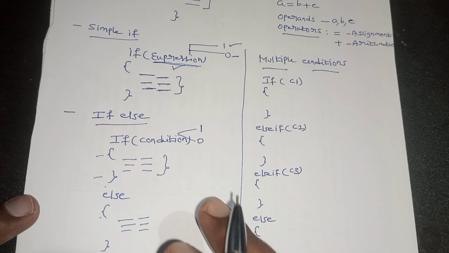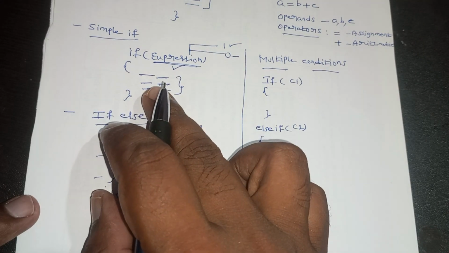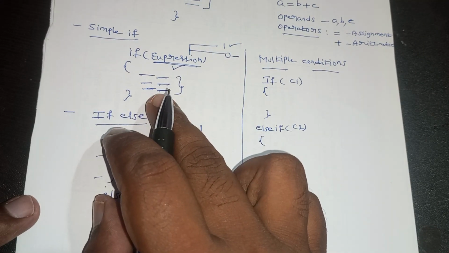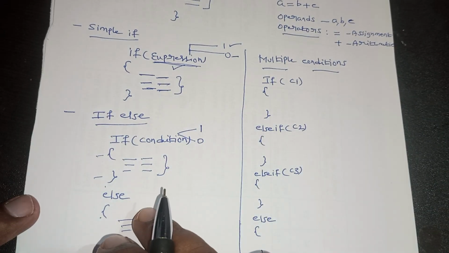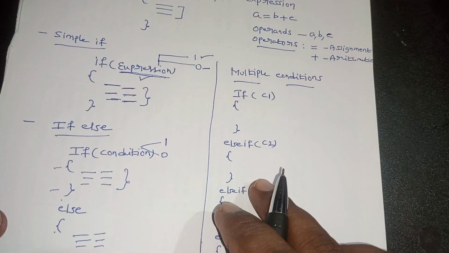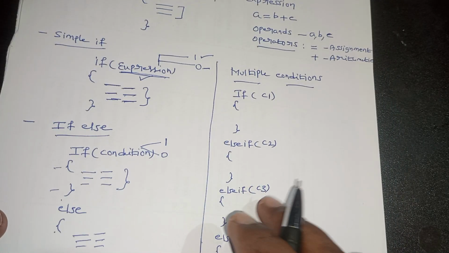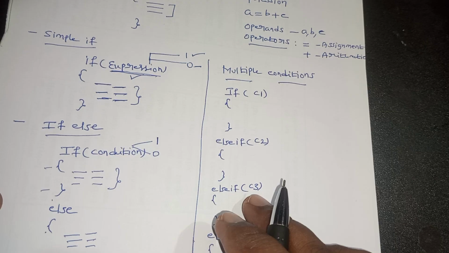See, everything we have to write in the main program, not sub. This is not a program. This is syntax. This was the syntax for the simple if. This is the syntax for the if else. It shows how it is executing. This is the syntax for multiple conditions. What is syntax? Nothing but the tools. Okay, I will take an example, then it is very easy for you to understand.